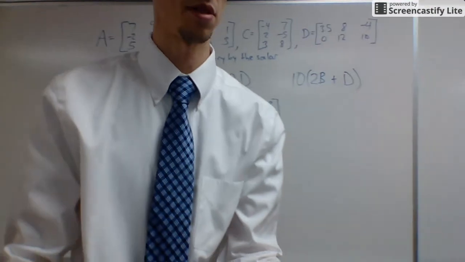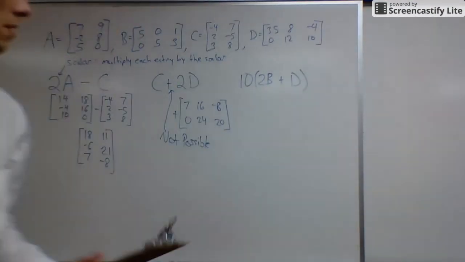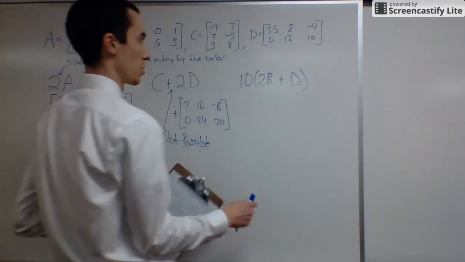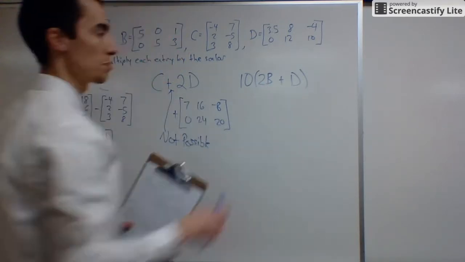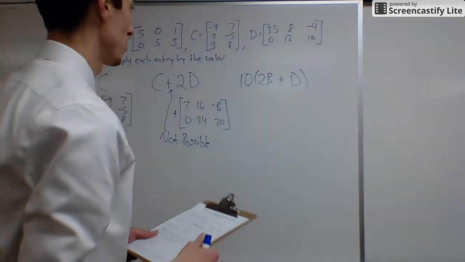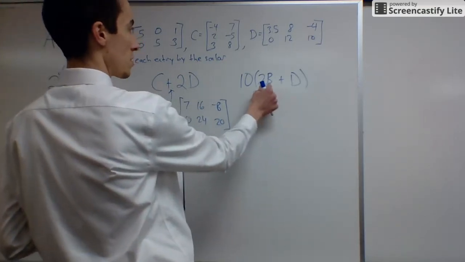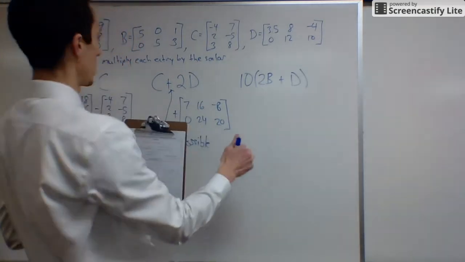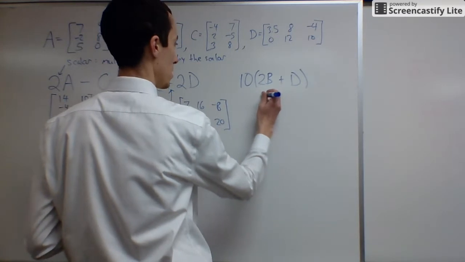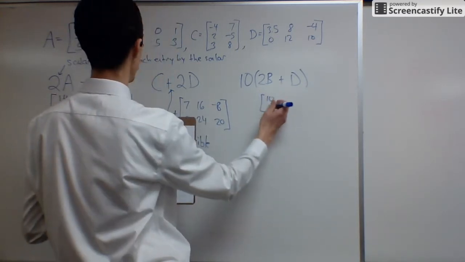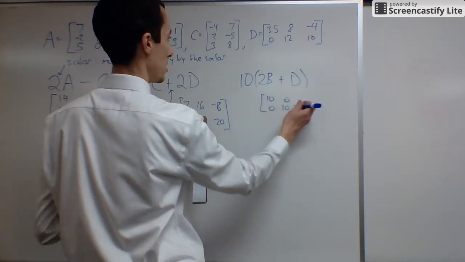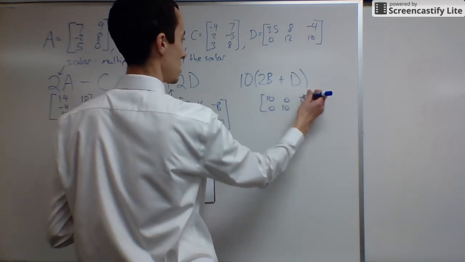Let's slide this down a little bit. All right. So we're going to start inside the parentheses just like we would do if we're multiplying and adding real numbers. First, we'll multiply the scalar times the matrix B, giving us 10, 0, 0, 10, 2, 6.